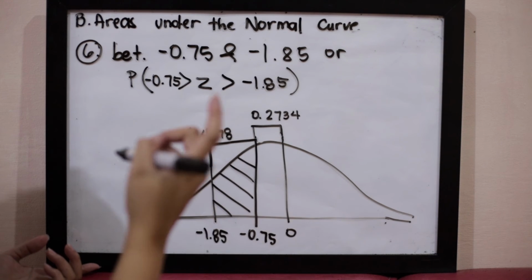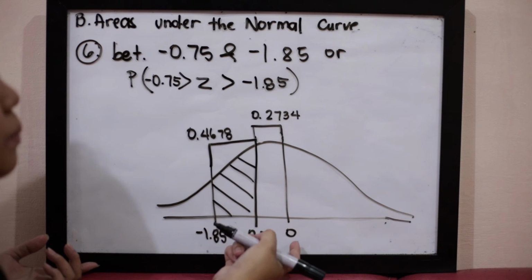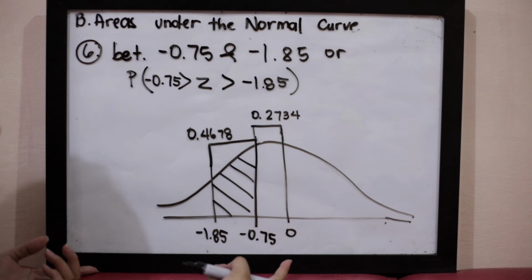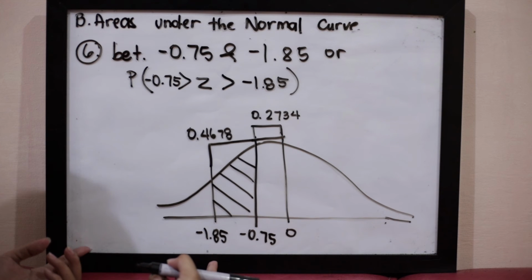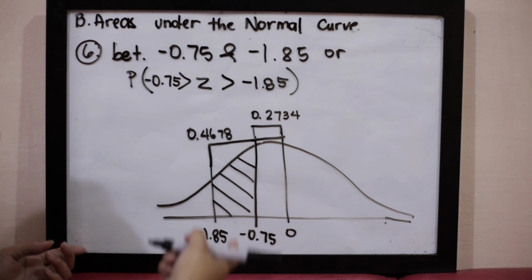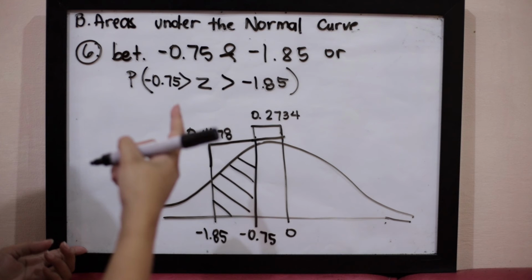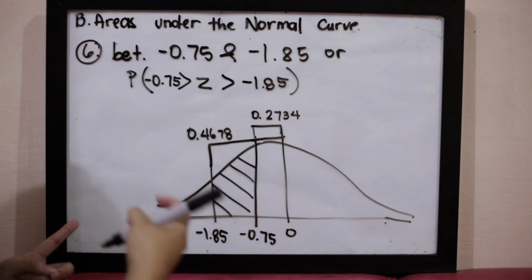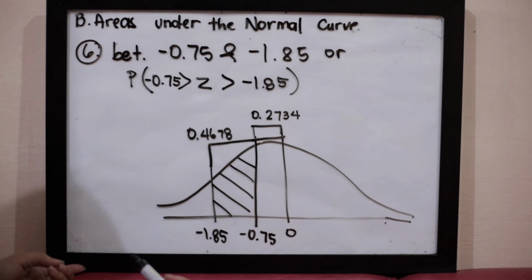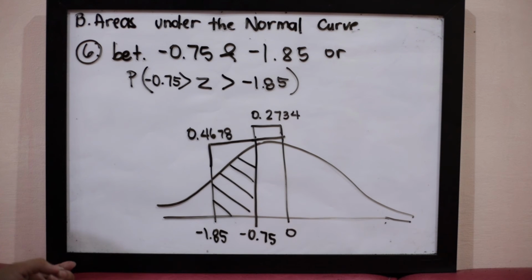Be careful that you will not include this part for 46.78. Be careful. Our table always reflects the area from 0, or from the mean, up to the given z-score that you located in that table. That is the distance from 0 up to the located z-score. That is the 0.4678. And it is not only this part, because you will be wrong if you plot incorrectly.